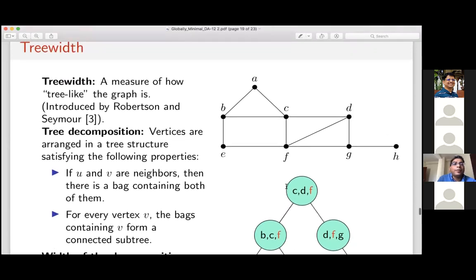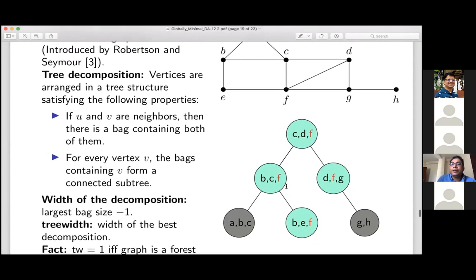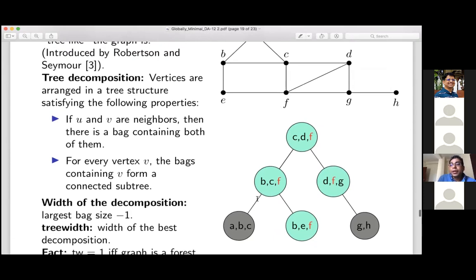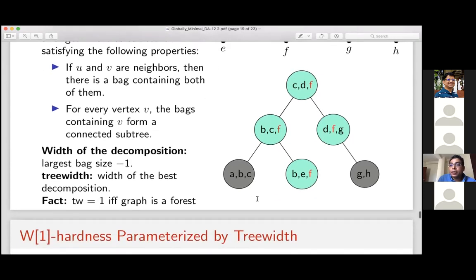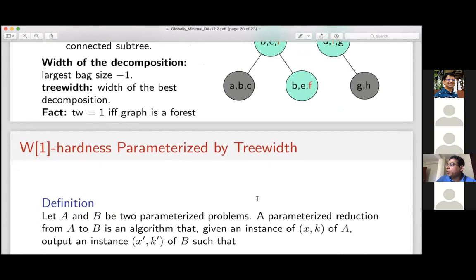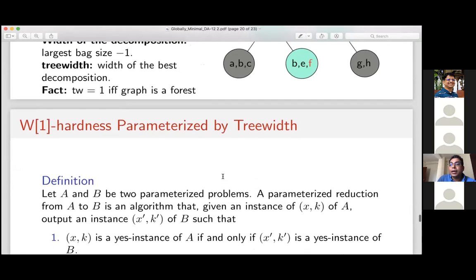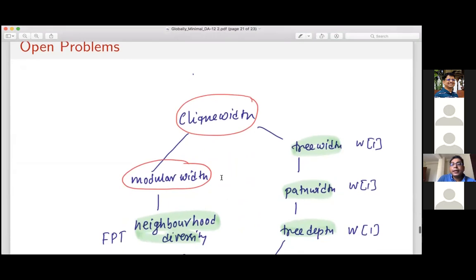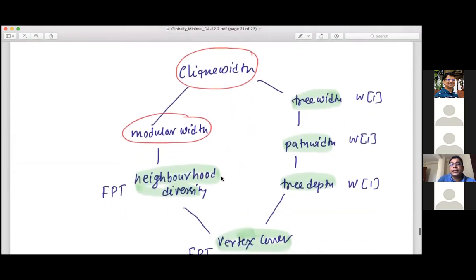Sorry about this. This is called the tree decomposition of this graph, and we look for a tree decomposition which has the minimum bag size. It's a very nice and important structural parameter, and we proved that our problem is W[1]-hard with respect to treewidth. That means there is no FPT algorithm with respect to treewidth. And here I just listed some of the parameters which are generally studied in parameterized complexity.